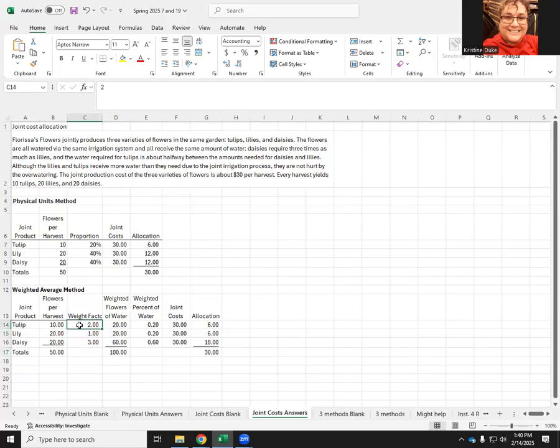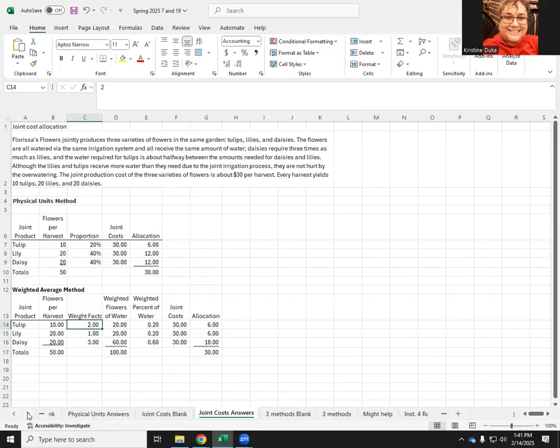So I take the flowers per harvest, multiply it by that weight factor, and I get this amount. Now I'm up to 100. Again, same thing, 20, 20, and 60. So 20 divided by 100 is 20%. 60 divided by 100 is 60%. Multiply by my joint cost. There we go. This is pretty easy. I think I might want to do this forever.